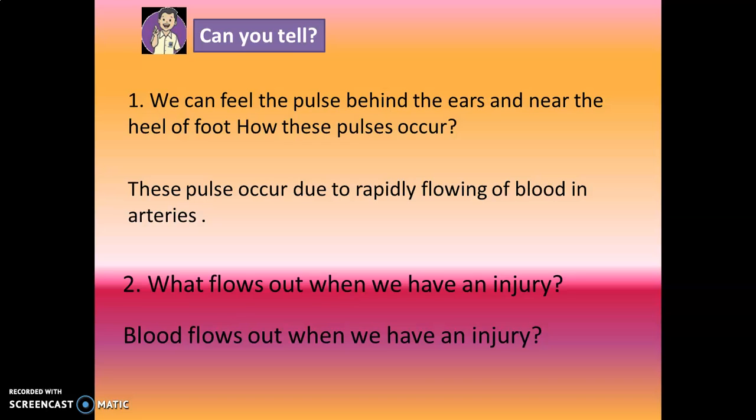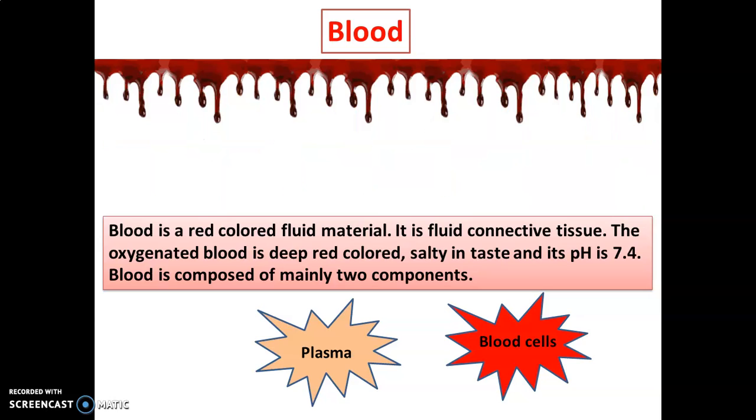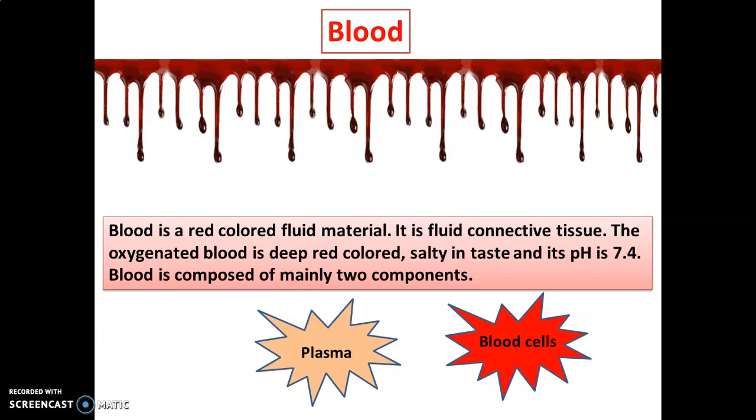Yes, you are right, children. Today we are going to study all about blood. Okay, so let's begin. Blood is a red colored fluid material. Fluid means it flows; it can flow easily. It is a fluid connective tissue. Blood is not a simple fluid material. It's a connective tissue which connects the various parts of the body.